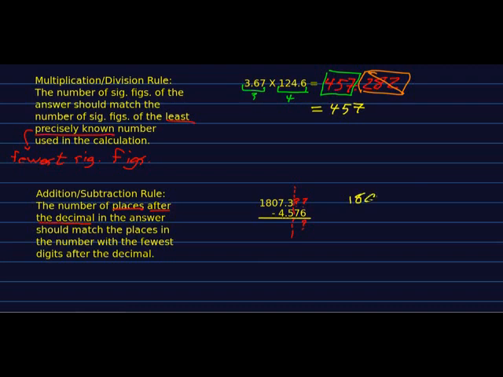So you do 1807.3 minus 4 point, that's going to round to 6. And you get 1802.7. Try it out if you don't believe me. Now, you don't have to do it by hand like that.